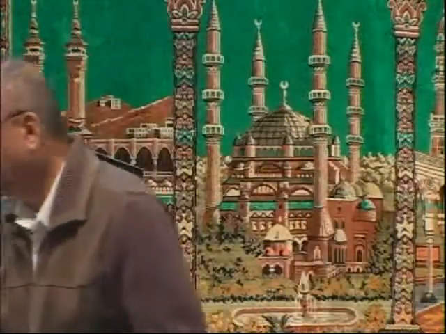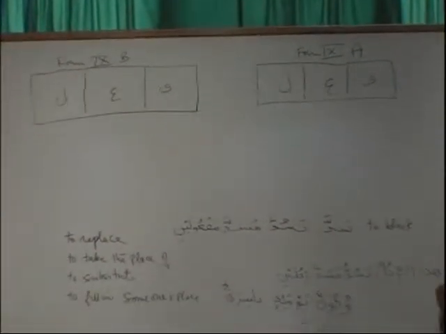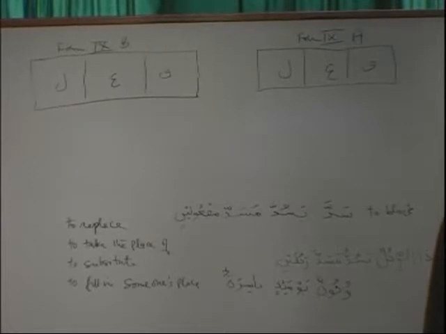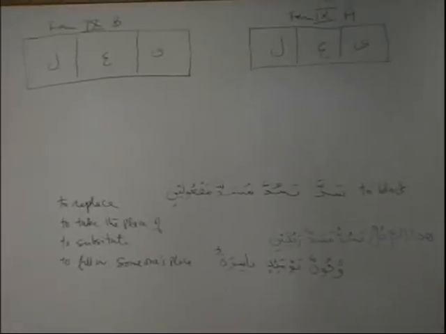Now I have to erase this. Okay, brothers and sisters, I wrote down something. Form 9A and form 9B. There are two forms in this bab. Okay. Fa'ala, these are the permanent residents. They occupy their permanent place in the verb. What is fa'ala? Fa kalima, ain kalima, lam kalima.